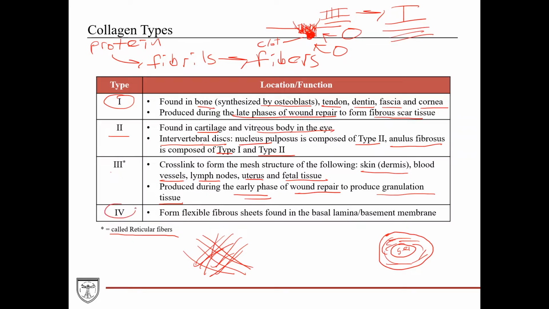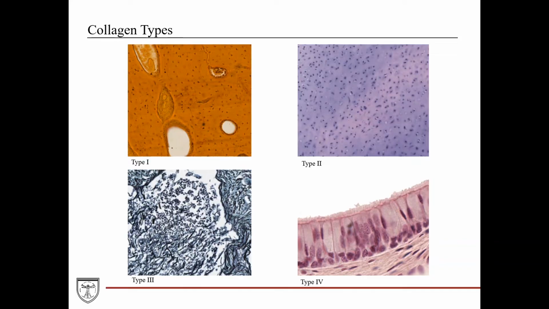Then lastly here, type 4. This forms flexible fibrous sheets found in the basal lamina and the basement membrane. So again, if you have your epithelial layer like this, and you have your lumen out here where absorption or secretion is occurring, then you're going to have this basal lamina or basement membrane where all these cells are adherent, and this is mainly composed of collagen type 4. These are just some histological examples.